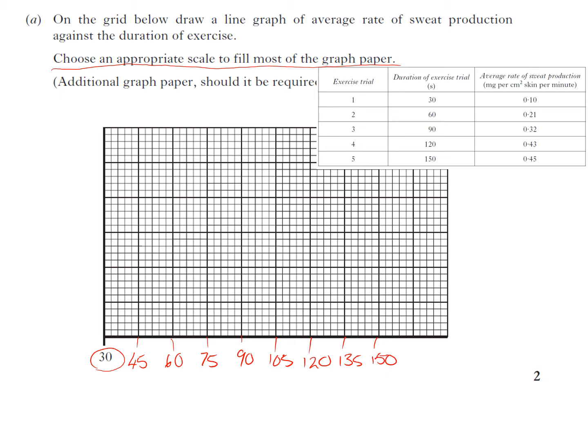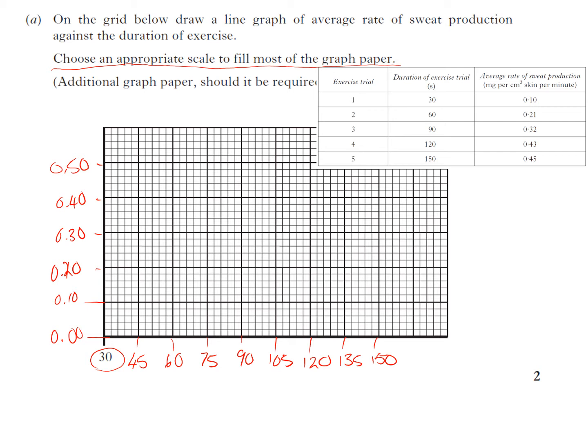Okay, and going up the way, we have average rate of sweat production. That has to start at 0, I would say, on this one. We're going up to 0.45, so if that was 0.1, 10 boxes to make it easier when you're doing it, so that's 2, 3, 4, and 5. Okay, and then we need to join the points properly.